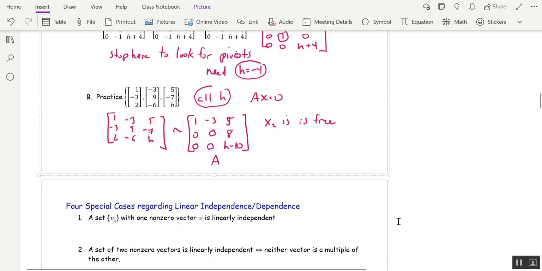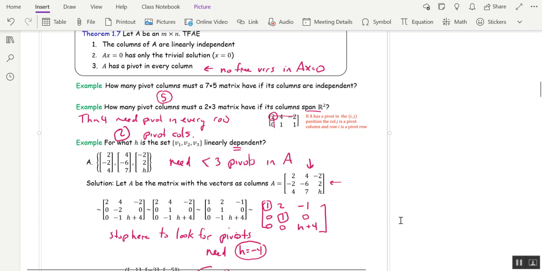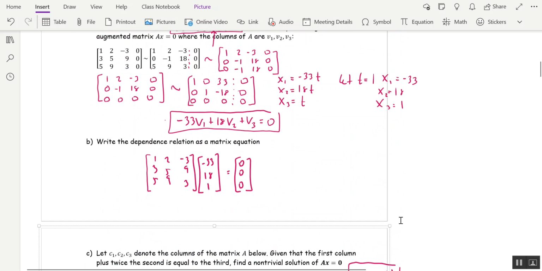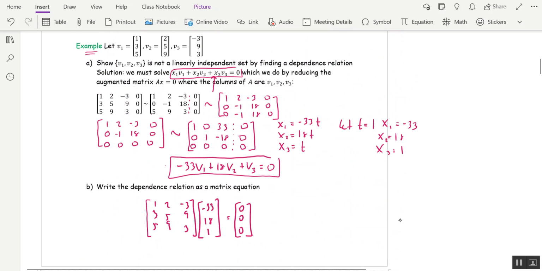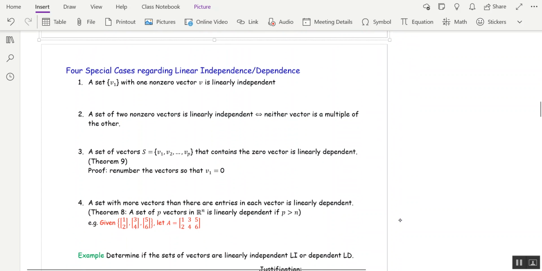All right. 4 special cases regarding linear independence and dependence. So as these examples above illustrate, when you've got vectors, let's say 3 vectors in R3, it's usually not obvious if they're linearly independent or linearly dependent. You usually have to do a matrix reduction to answer that question. So you can't just stare at them and say, oh, I know the answer. There are 4 exceptions to that.